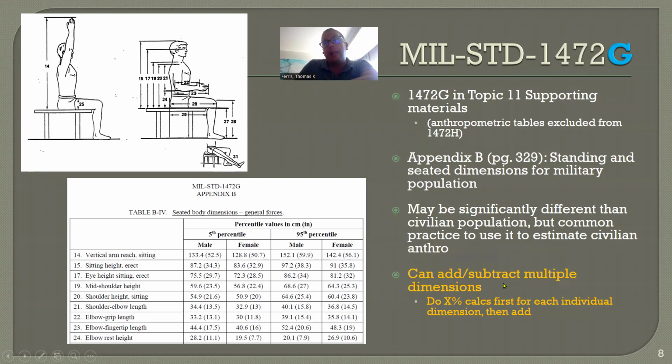Last point here, this is highlighted. You can add and subtract multiple dimensions. There's at least one of those on the homework assignment. There will be at least one need to add dimensions together in the final exam. Count on it.